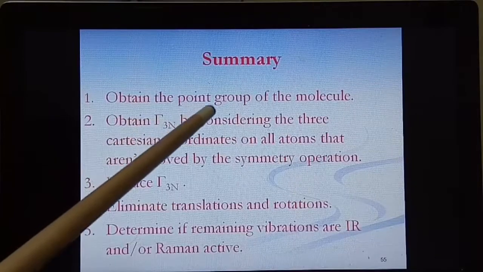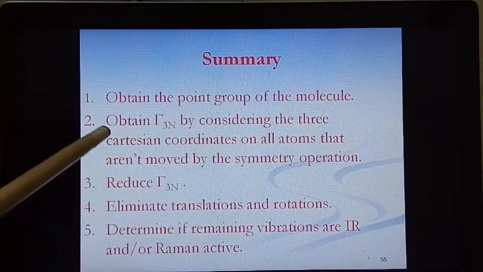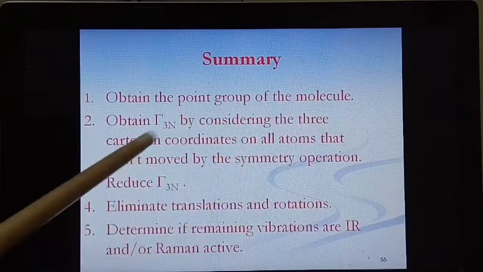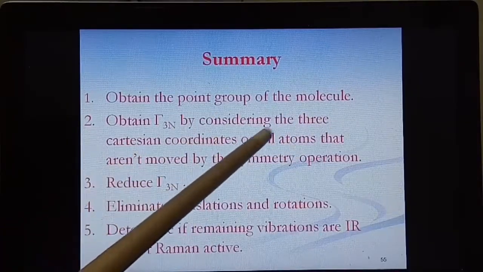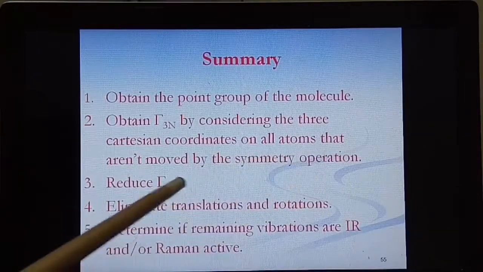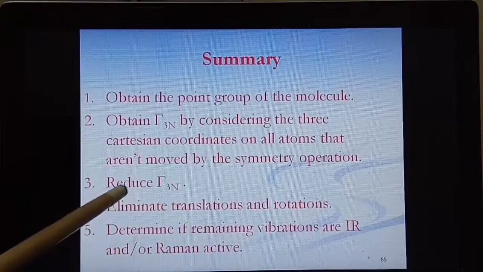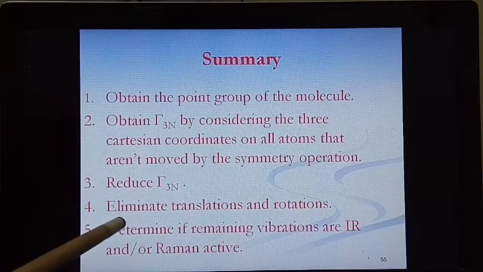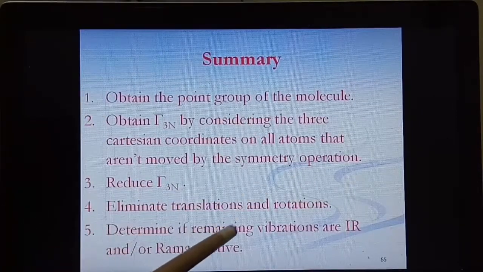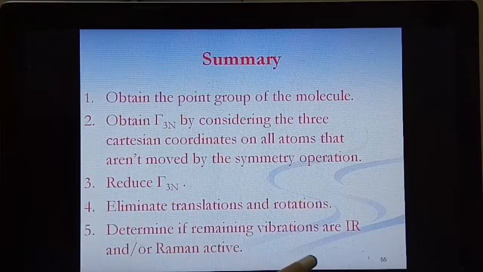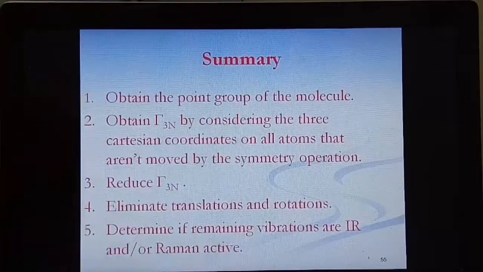Now the summary. Molecular vibrations can be determined by these steps. First of all, we obtain the point group of the molecule. Second, obtain tau 3n by considering the 3 Cartesian coordinates on all atoms that are not moved by the symmetry operations. Third, we reduce tau 3n into irreducible representations. Fourth step is to eliminate translations and rotations. Fifth, determine if the remaining vibrations are IR or Raman active.